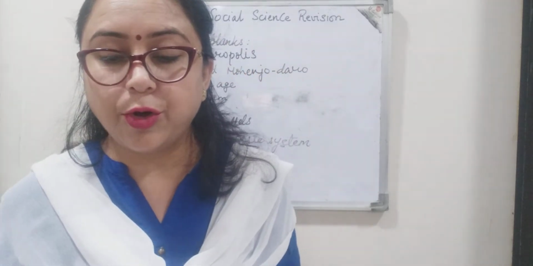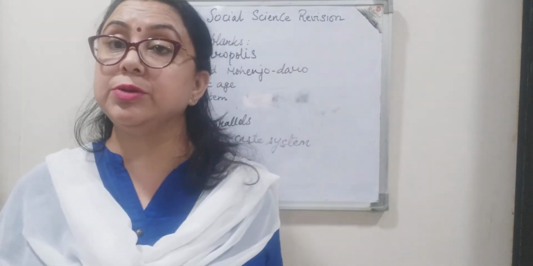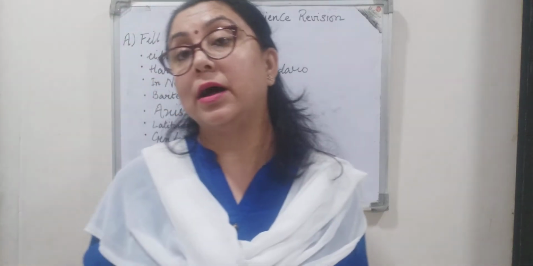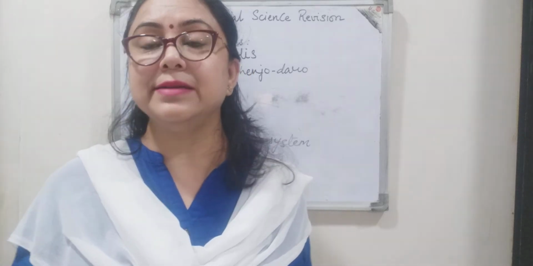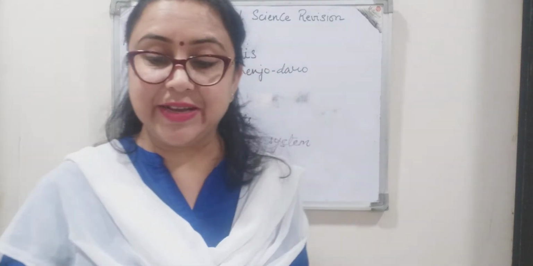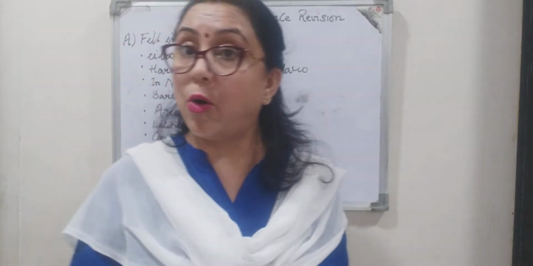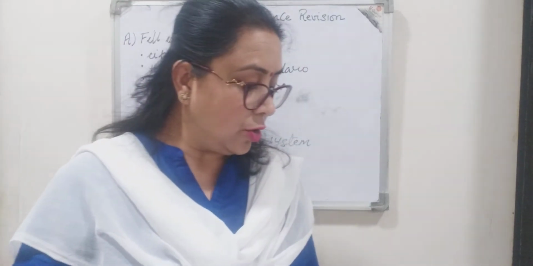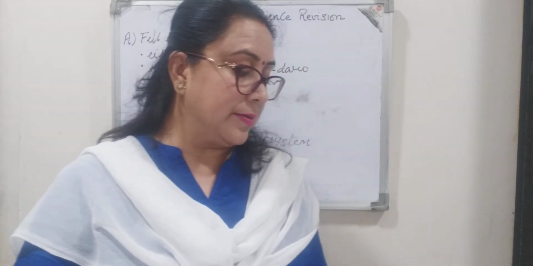The next question is, write a note on the Great Bath. So first of all, you will mention where this Great Bath was, in which city it was found. It was found in the city of Mohenjo-daro, which is one of the important sites of the Indus Valley civilization. And then, since it's a long answer, children, you have to elaborate it, right?